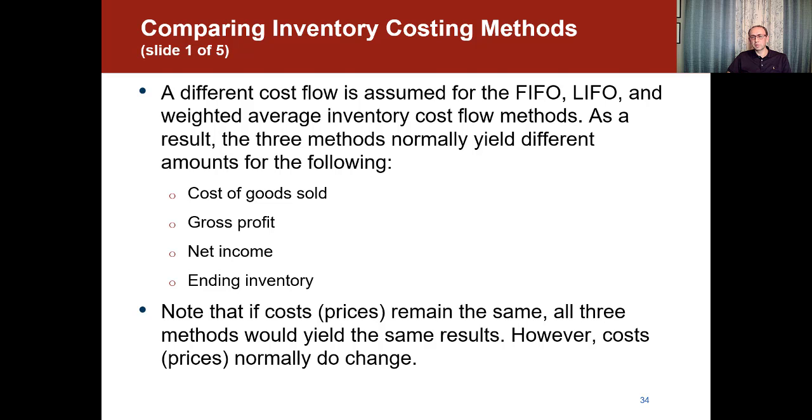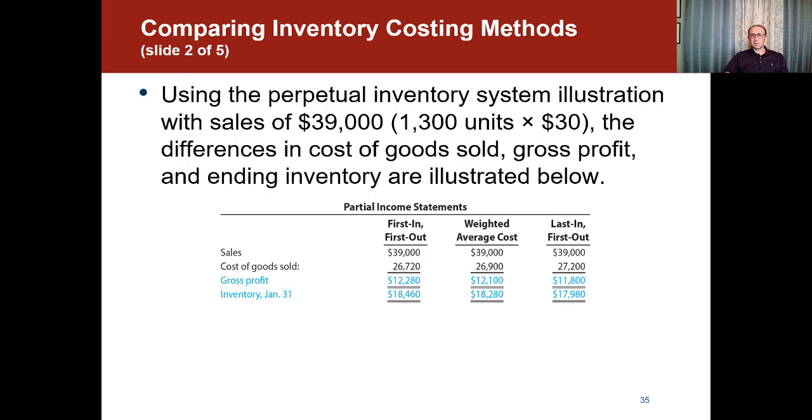However, costs normally do change. It's hard to find a company that's buying all its inventory at the same prices. Usually there's some kind of fluctuation in prices. So using the example that we had for the perpetual inventory system, where we had sales of 39,000, remember the selling price was $30 and we sold 1,300 units. The difference in cost of goods sold, gross profit, and ending inventory is shown below.